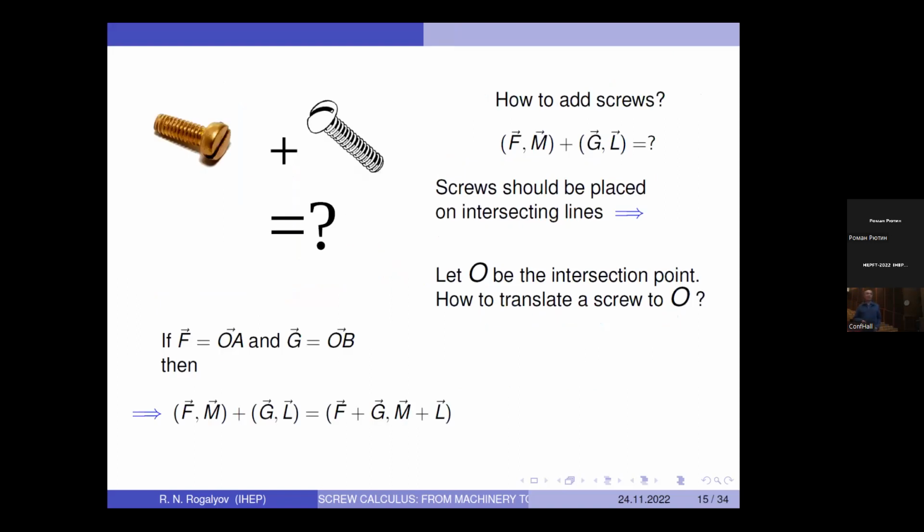Thus, we come to the problem of how to add screws. The first idea is to place the screws on intersecting lines.